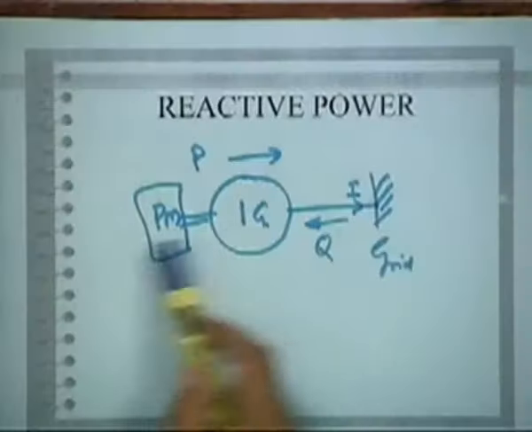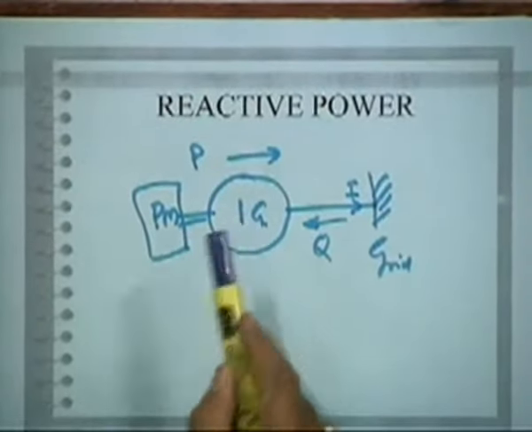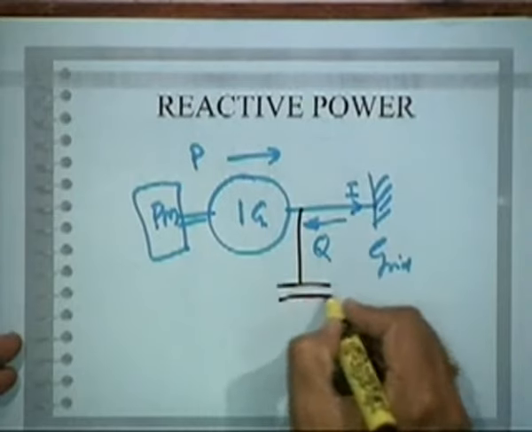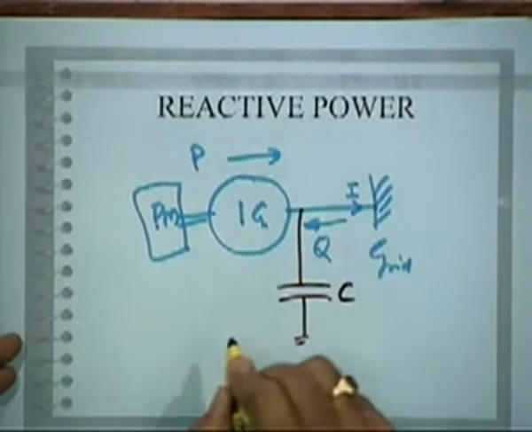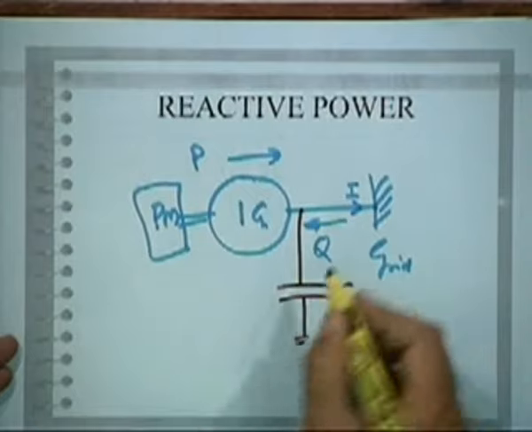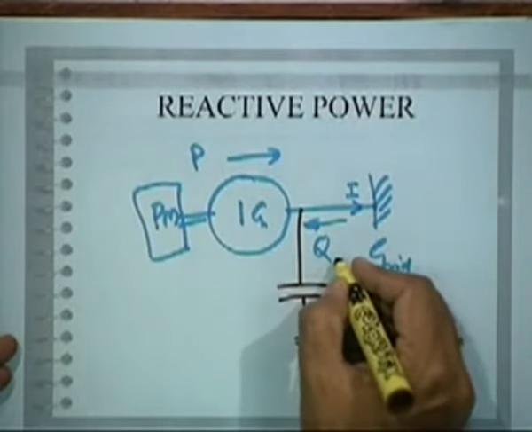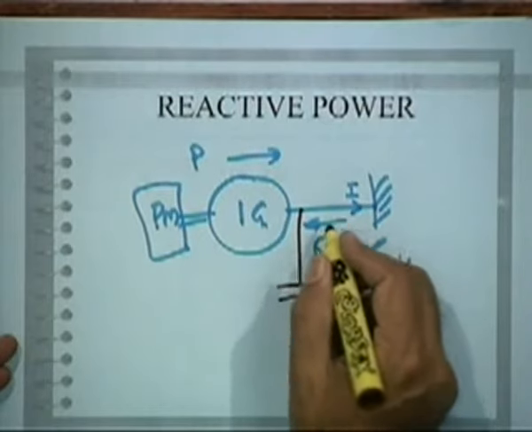Because Q has to come from the grid to give to this induction generator to produce the magnetizing current, to draw a magnetizing current. How do you think you can reduce? Add capacitors, right? That's one of the things which is done. So you have a capacitor.